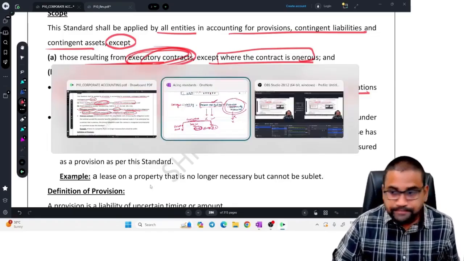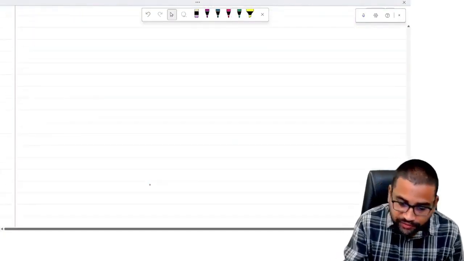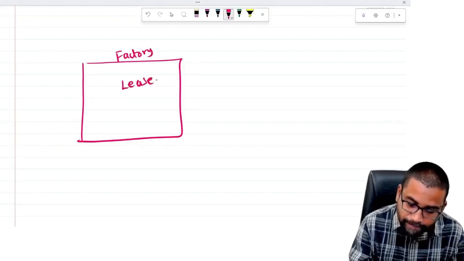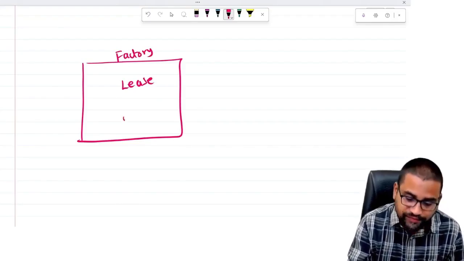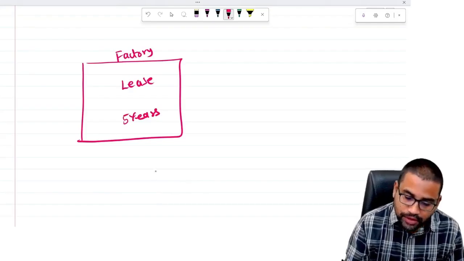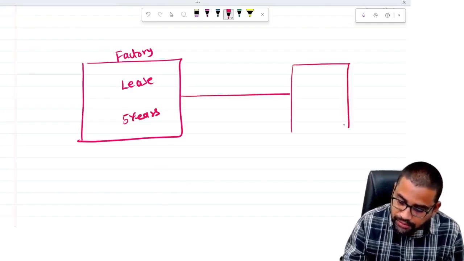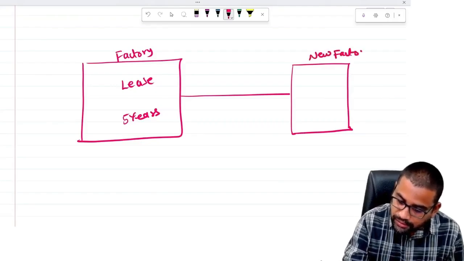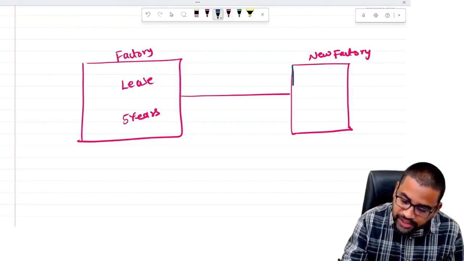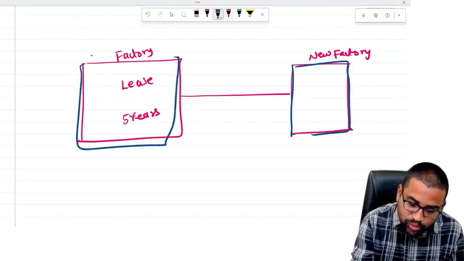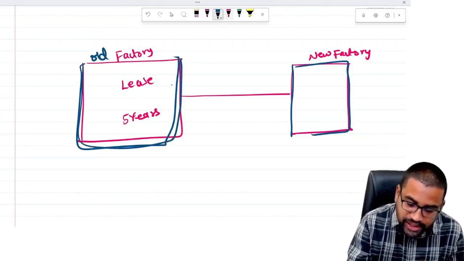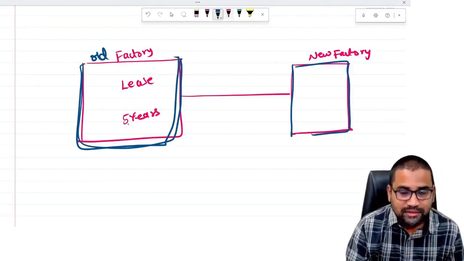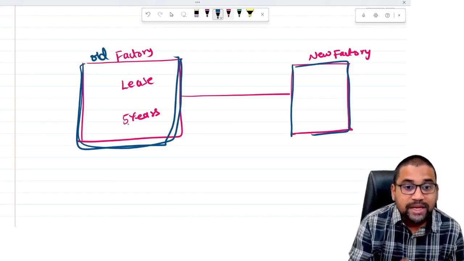Suppose, for example, we have taken one factory on lease. This lease we have taken for 5 years. Now suppose we shifted to a new factory. The moment we shifted to the new factory, this old factory is no more useful. But as per the agreement, we cannot cancel this lease. Either we cannot cancel it or we cannot sublet it.